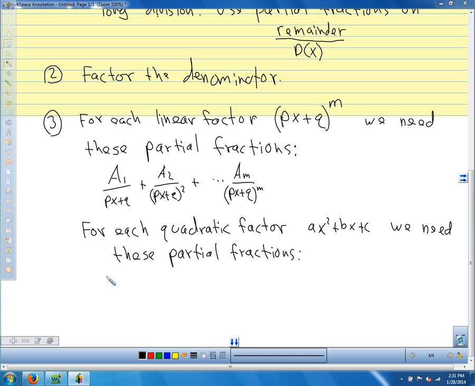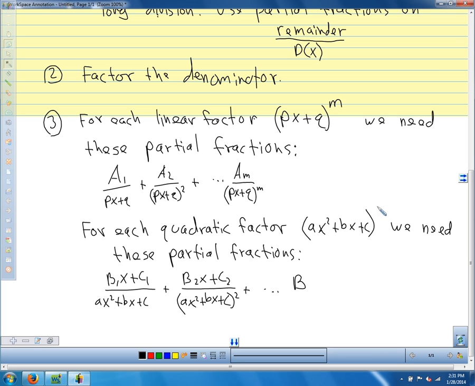We're going to have b1 x plus c1 over our quadratic factor, ax squared plus bx plus c, plus b2x plus c2 over ax squared plus bx plus c squared, plus dot dot dot all the way up to, and I'm going to say we could have powers here, bn x plus cn over ax squared plus bx plus c to the n power.